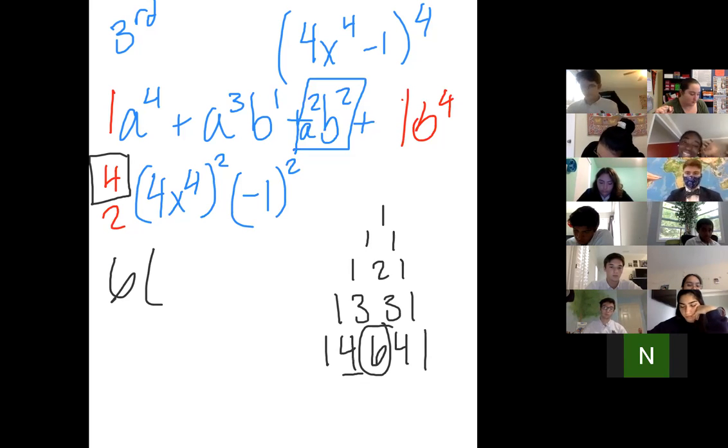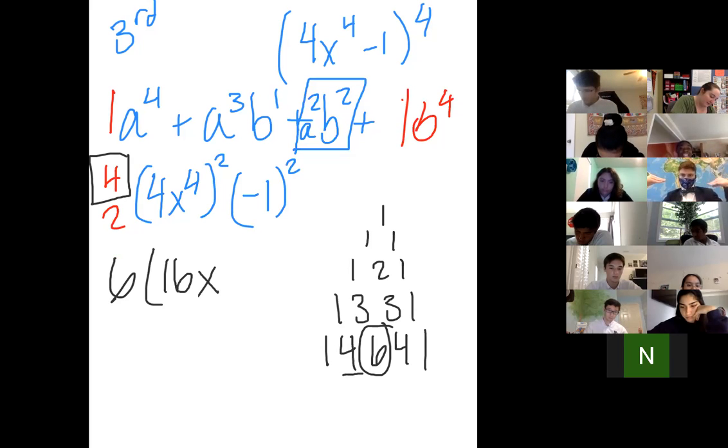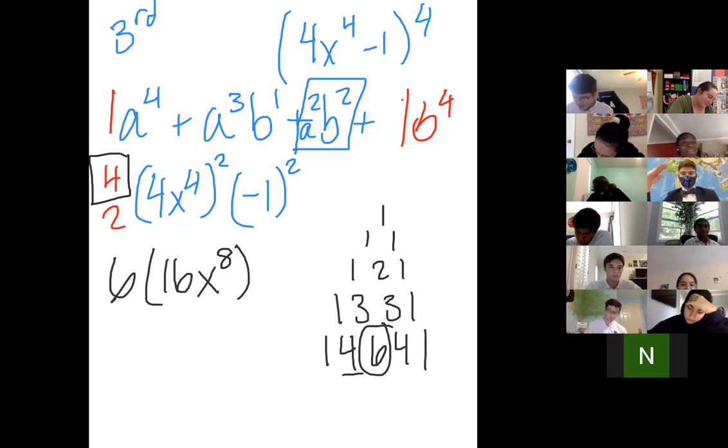Yes, indeed, I do. Okay, so what would 4x to the 4th, that quantity squared, be? So that would be 16 x to the 6th. Please tell me that's correct. Or is it to the 8th? To the 8th, yes. See, before I wasn't confused, but now I am.